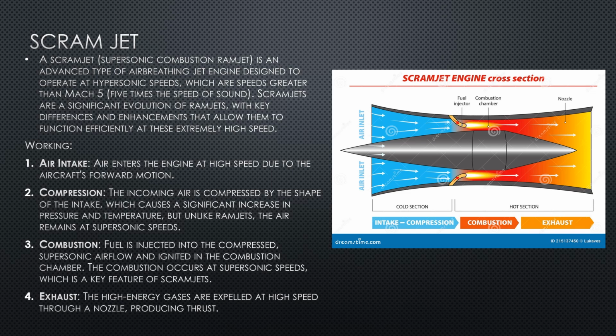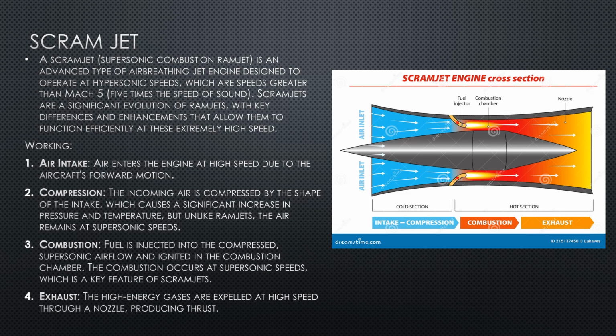The working of a scramjet is: air intake. Air enters the engine at high speed due to the aircraft's forward motion. Compression. The incoming air is compressed by the shape of the intake, which causes a significant increase in pressure and temperature. But unlike ramjets, the air remains at supersonic speeds. In combustion, fuel is injected into the compressed supersonic airflow and ignited in the combustion chamber. The combustion occurs at supersonic speed, which is a key feature of a scramjet.